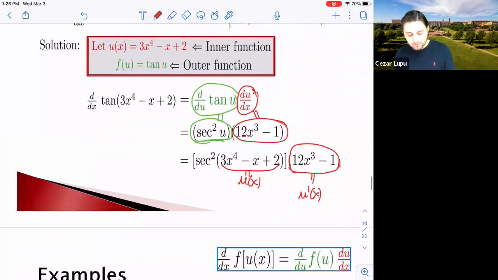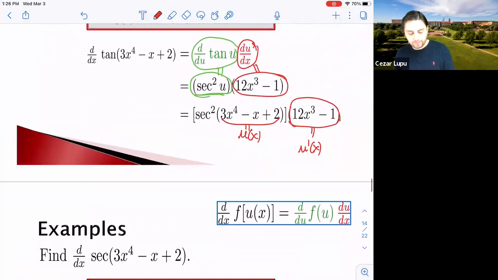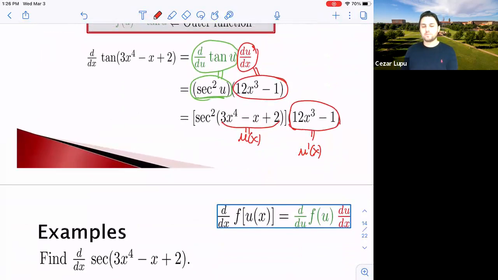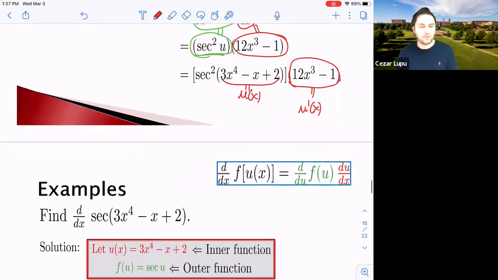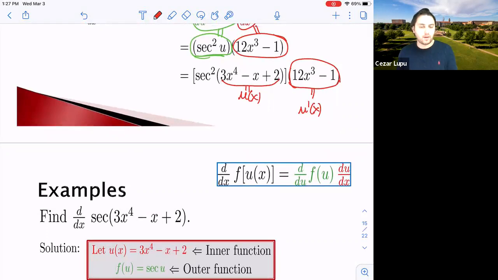All right, more examples. The same thing with the secant. So what do you think in this case will happen? It's pretty similar, right, to the tangent one. Anyway, I'm going to glance through this because it's pretty similar. So the inner function, u of x, will be the same. The outer function will be secant of u.